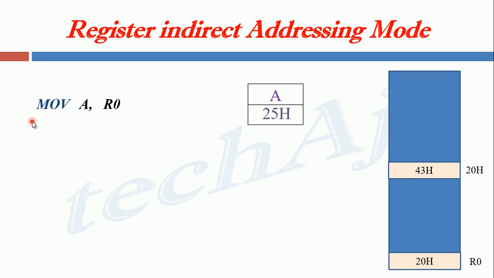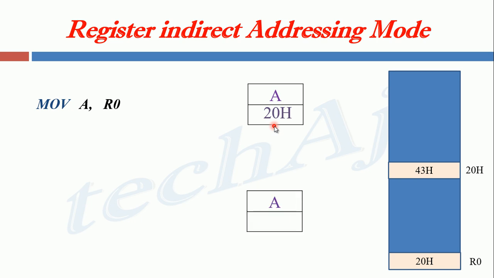Now we know that the MOV instruction will copy the value from the source operand to the destination operand. So from the source operand R0, the 20H will be copied into the destination operand accumulator. So after execution of this instruction, accumulator will get the value 20H.